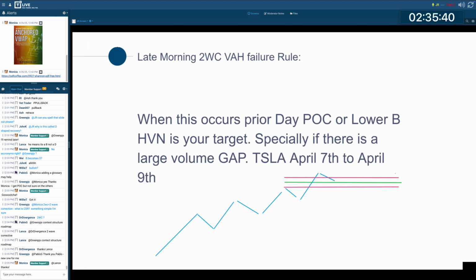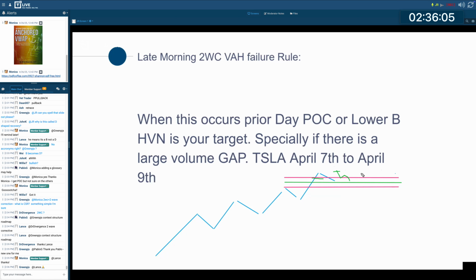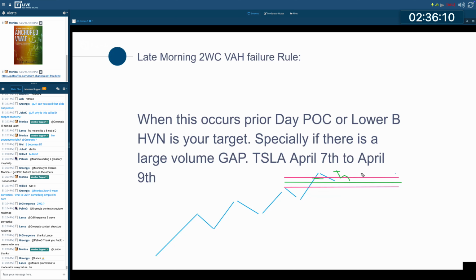So you have a two-wave corrective failure. Remember we talked about the different types of rotations earlier when we were talking about auction market theory. So you'll gap up here, and you'll get that two-wave corrective to value area high, and it doesn't hold, and it rotates back into value area. Now, guys, what happens 80% of the time when you fail to hold a new value area and you can't hold the prior value area high?